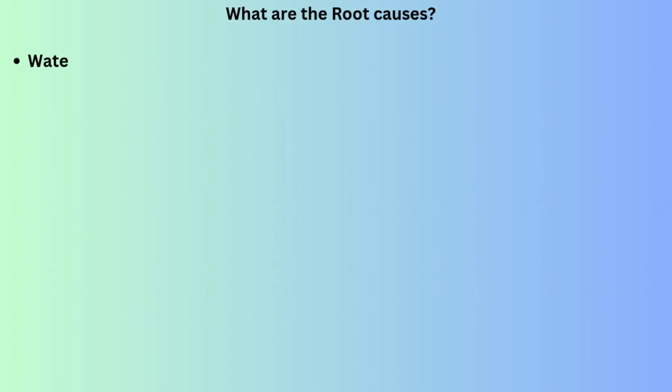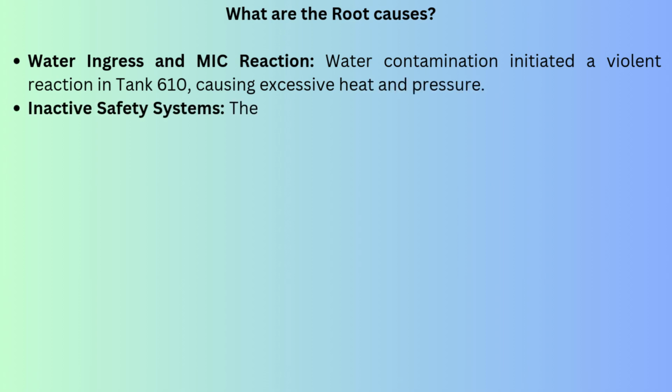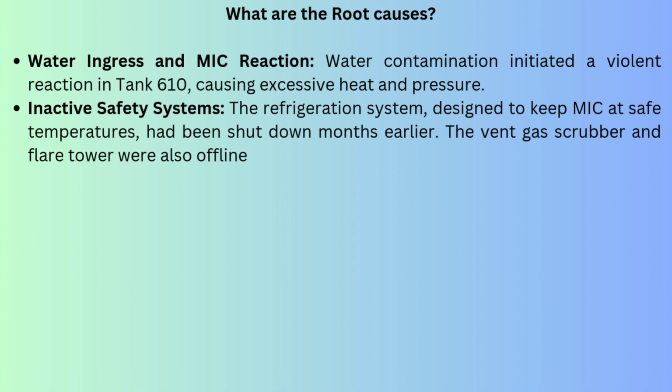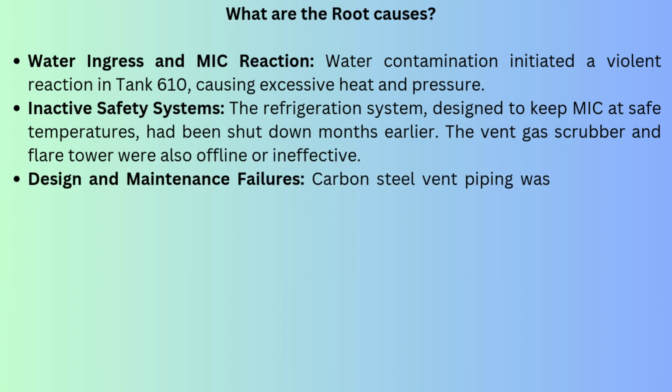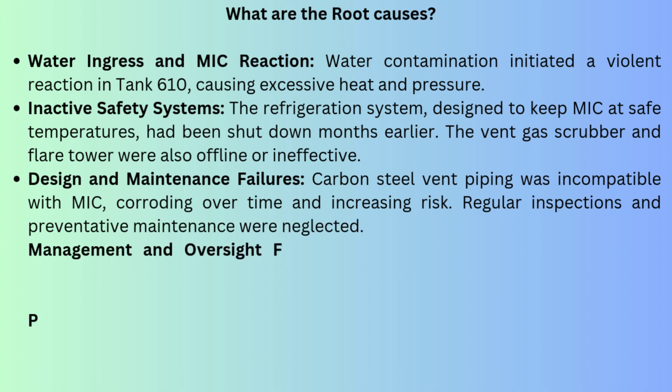What are the root causes? Water ingress and MIC reaction. Water contamination initiated a violent reaction in tank 610, causing excessive heat and pressure. Inactive safety systems: the refrigeration system, designed to keep MIC at safe temperatures, had been shut down months earlier. The vent gas scrubber and flare tower were also offline or ineffective. Design and maintenance failures. Carbon steel vent piping was incompatible with MIC, corroding over time and increasing risk. Regular inspections and preventative maintenance were neglected.